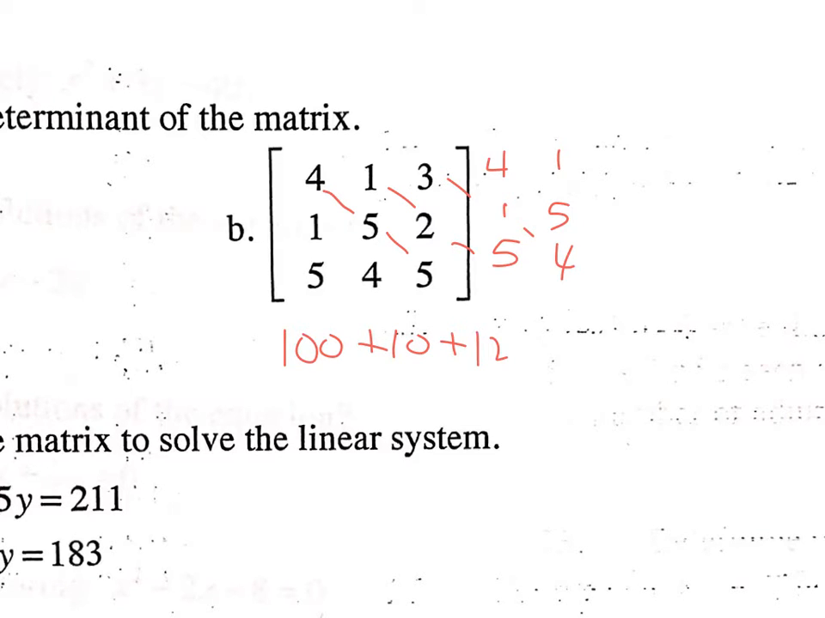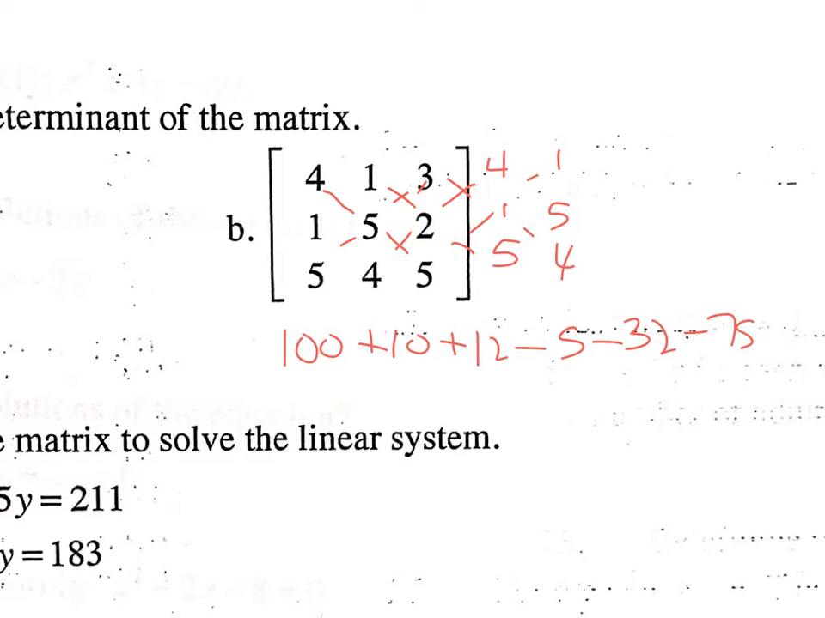Then I'm going to start going the other direction. I'm going to go 1 times 5. When you go that direction, you start subtracting. 4 times 2 times 4 is 32. Subtract it. 3 times 5 times 5, 75. And then all you do is you combine all those. 122. I should have brought my calculator.